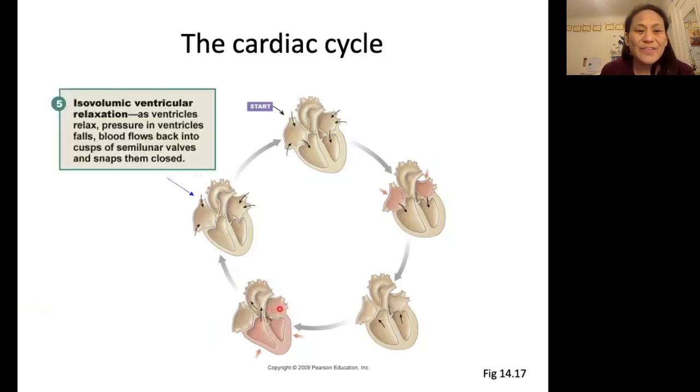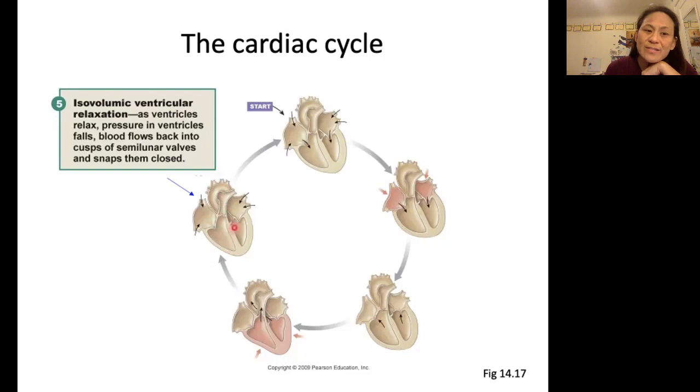All right, next phase is isovolumic ventricular relaxation. So when the ventricles finish contracting, they're going to start to relax, okay? As they start to relax, the pressure inside the ventricles is going to fall. As the pressure inside the ventricles falls, the pressure in the ventricles is then going to fall back below the pressure that is in these arteries right here, right? So now the pressure in the arteries is going to exceed the pressure in the ventricles. That's going to cause the semilunar valves to close again, okay?